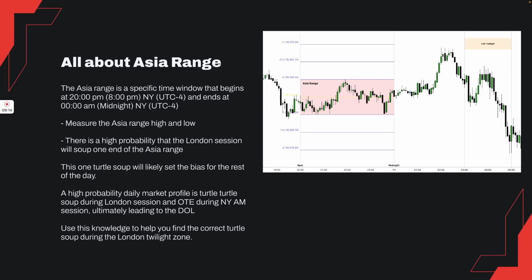There is a high probability that London session will soup one end of the Asia range, either the high or the low. This will help you set the bias for the entire day, not only for the London Twilight Zone, but for the entire day. There are magnificent things that you can do with the Asia range. I like to call it magic. However, it's not really magic, but it truly is amazing that everybody underestimates the power of the Asia range. I wonder why.